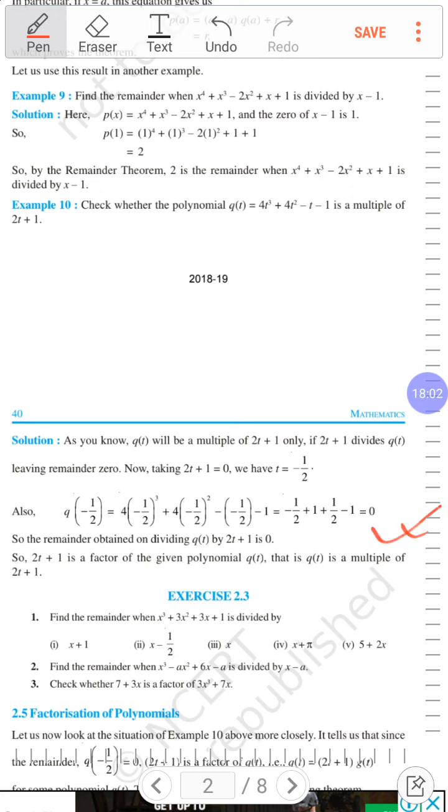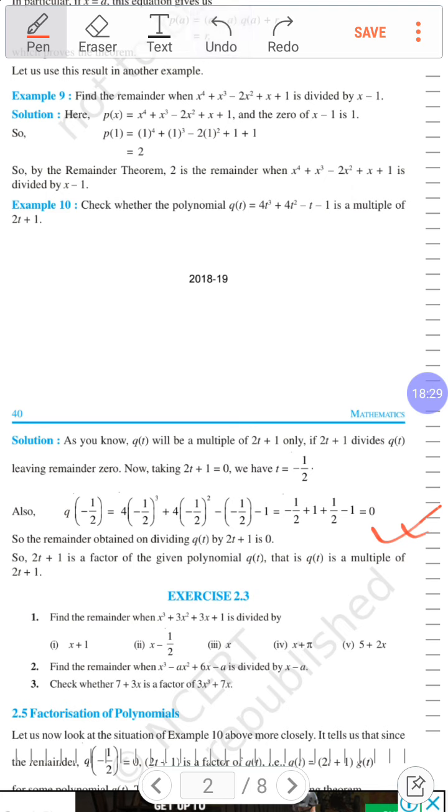And when the remainder is 0, what will happen? So the remainder obtained on dividing q(t) by 2t plus 1 is 0. So 2t plus 1 is a factor of the polynomial q(t). That is, q(t) is a multiple of 2t plus 1. When the remainder becomes 0, the divisor becomes a factor of the dividend, and the dividend becomes a multiple of the divisor. I hope you all understood this.